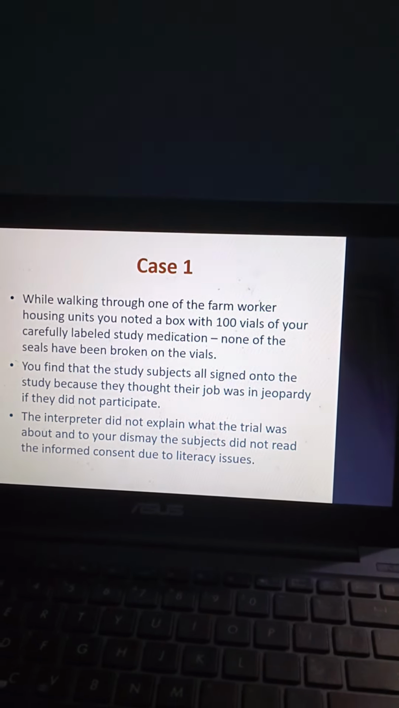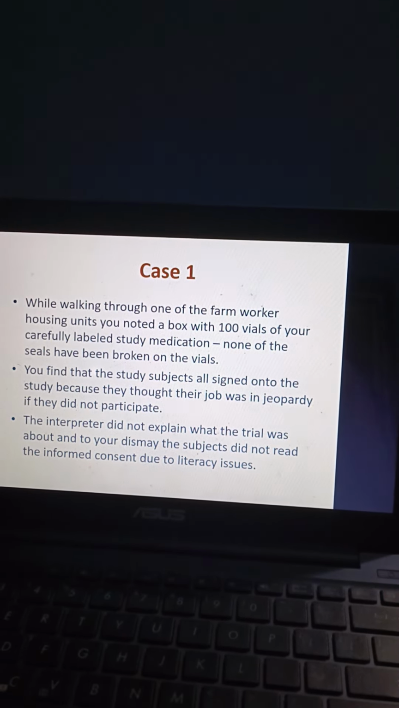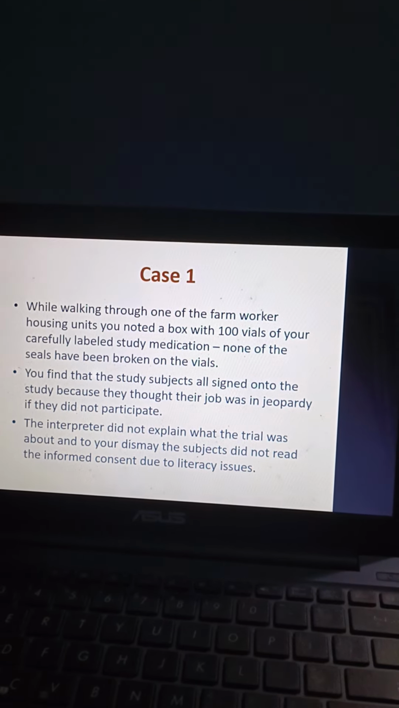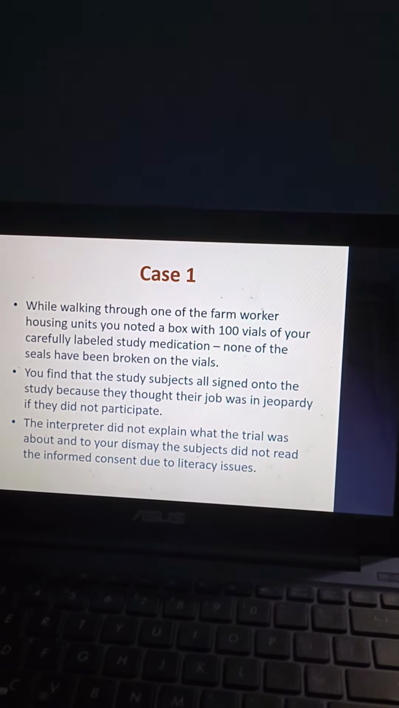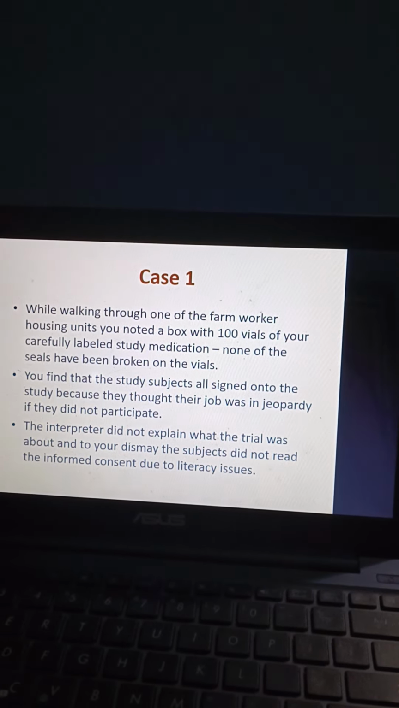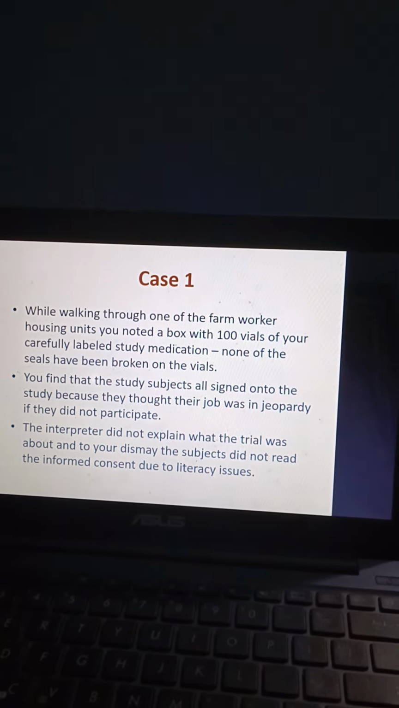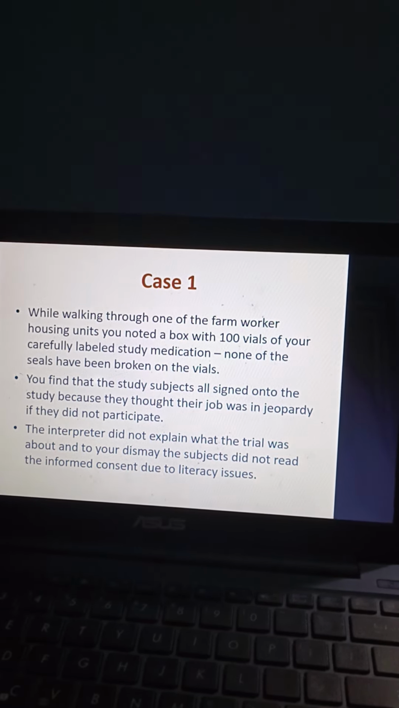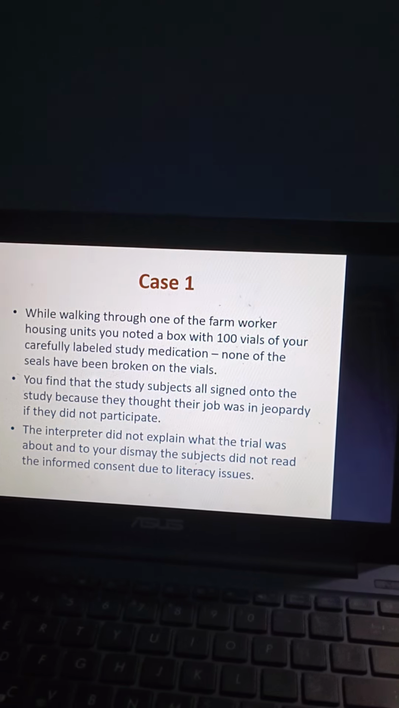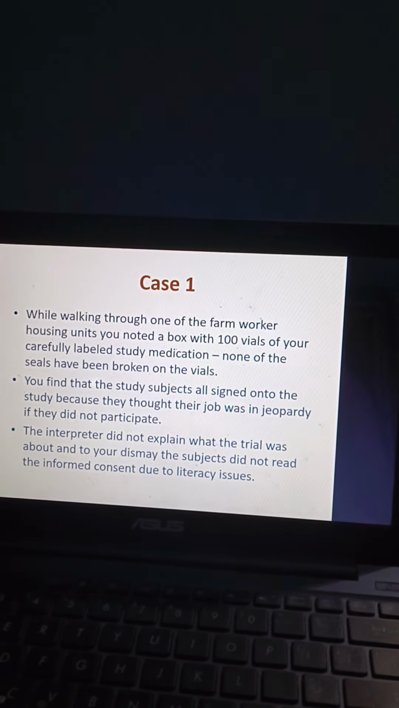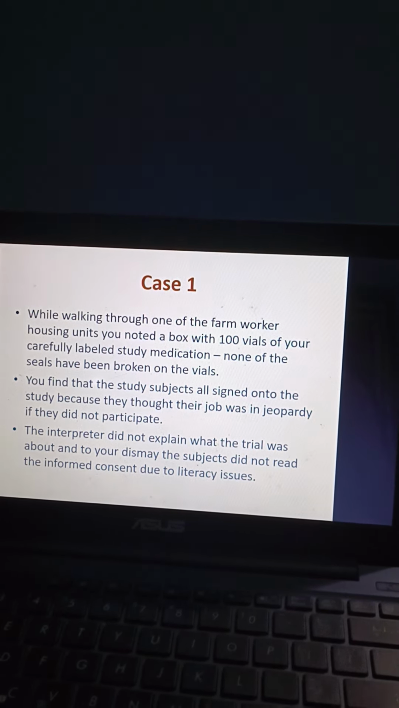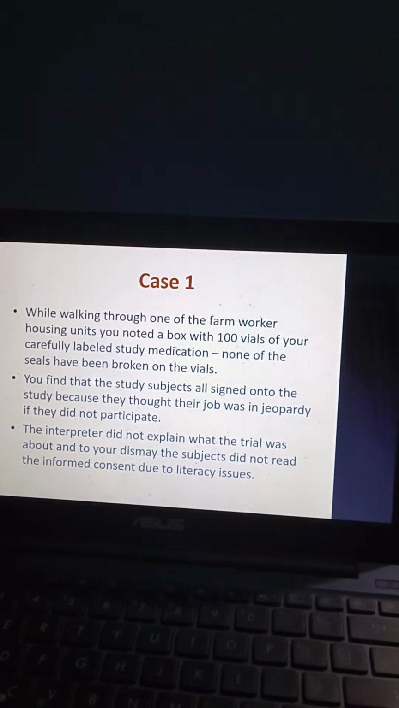While walking through one of the farm workers' housing units, you noted a box with 100 vials of your carefully labeled study medication. None of the seals have been broken on the vials. You find that the study subjects all signed on to the study because they thought their job was in jeopardy if they did not participate. The interpreter did not explain what the trial was about, and to your dismay, the subjects did not read the informed consent due to literacy issues.